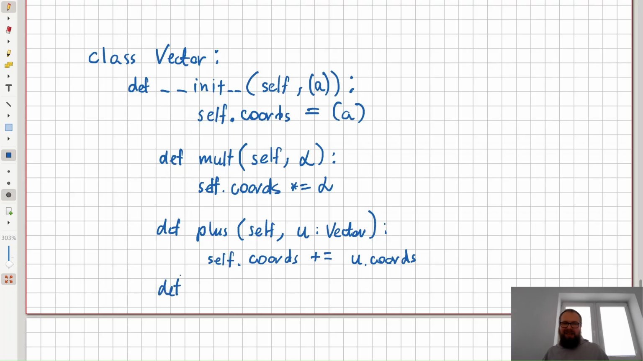Yes. Equal. Without self, it just needs two vectors, v and u. And what it would produce, it's simply, how do you check if two vectors are the same? Yeah, it returns the answer that v.coords equals u.coords. So true if they are the same, false if not. And this is a vector space in Python.